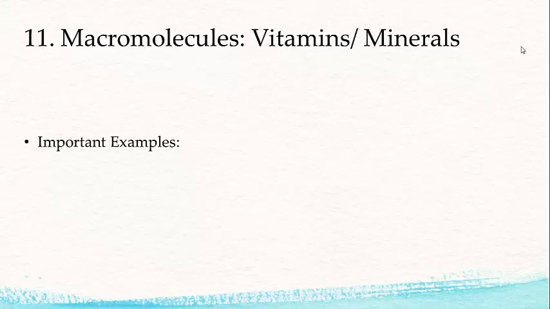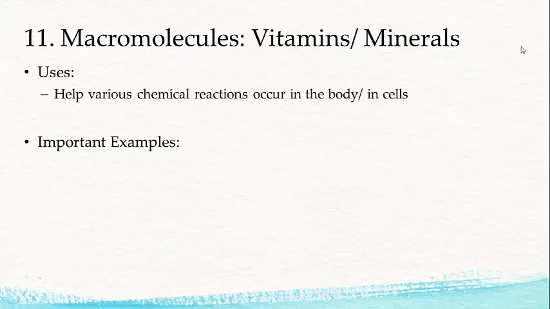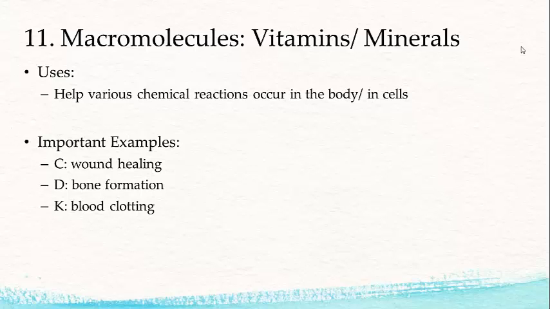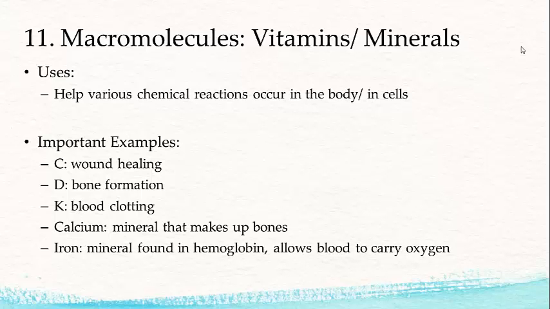Vitamins and minerals. They help various chemical reactions occur in the body and in cells. And important examples would be vitamin C for wound healing, vitamin D for bone formation, vitamin K for blood clotting. Calcium is an important mineral that makes up bones, so your bones are actually made of calcium phosphate. And iron is found in hemoglobin. This is the protein in blood that allows blood to carry oxygen to all of the different parts of your body.